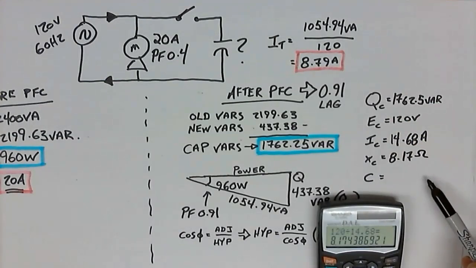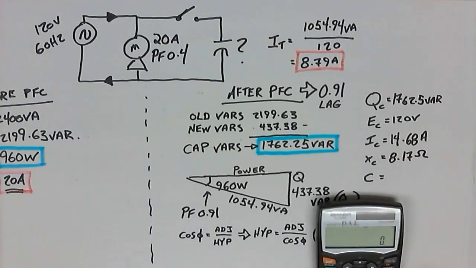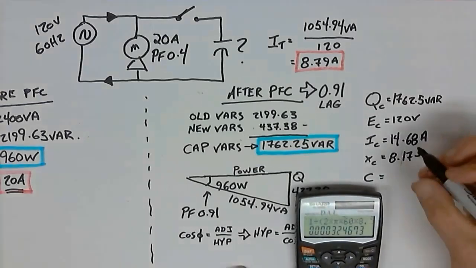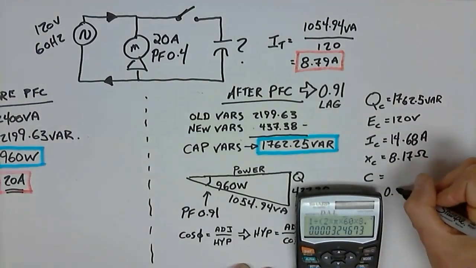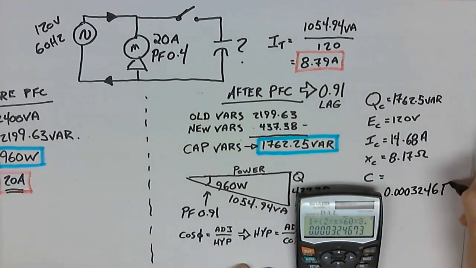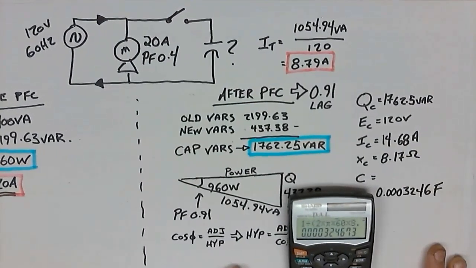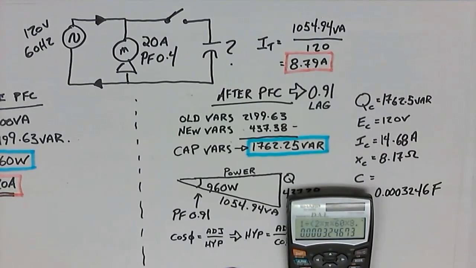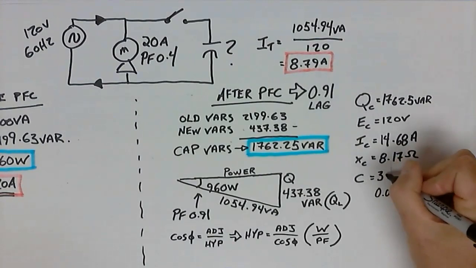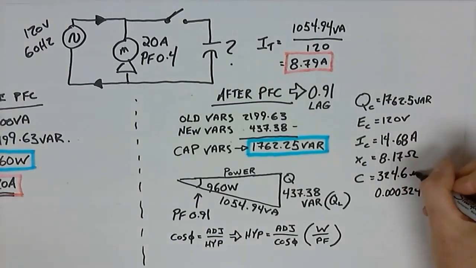And then finally, can we work out the capacitance in farads? For sure. Let's take 1 divided by bracket 2 times pi times 60 times 8.17. Close that bracket, and we're left with a really long number, 0.0003246 farads, which when we convert it into microfarads, being 6 decimal places to the right, gives me 324.6 microfarad.